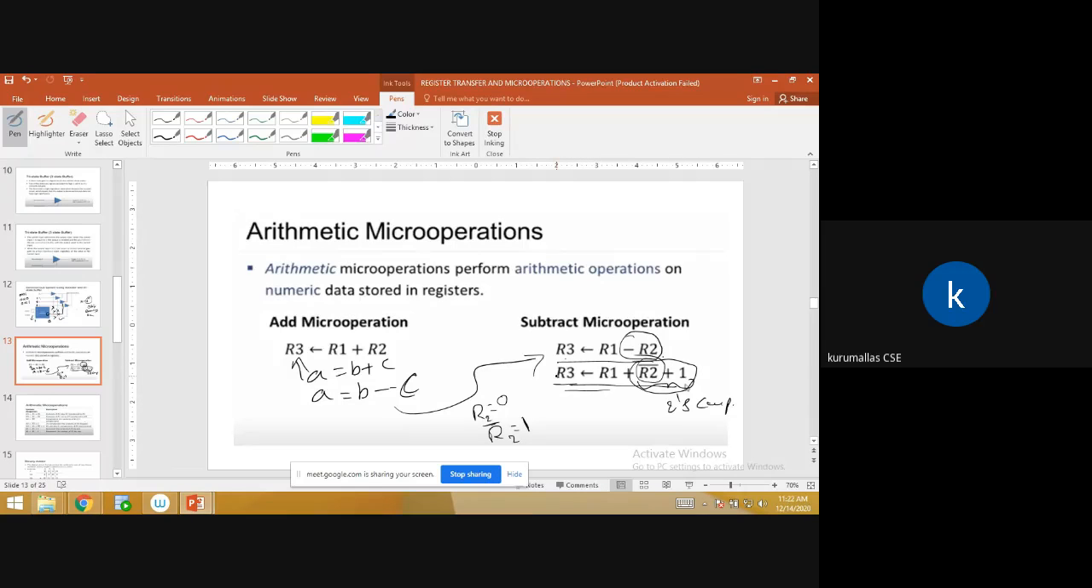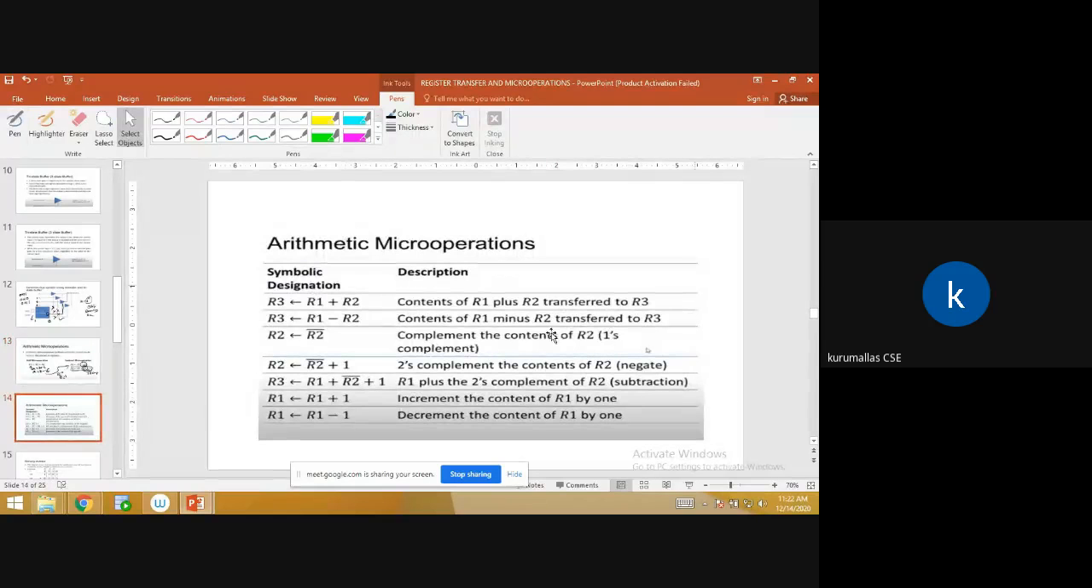Like that we have seven micro operations. So this is one arithmetic micro operation. This is a symbolic designation, and this is the description of this one. R3 reverse arrow R1 plus R2 means the content of R1 plus the content of R2, these two are transferred to R3.